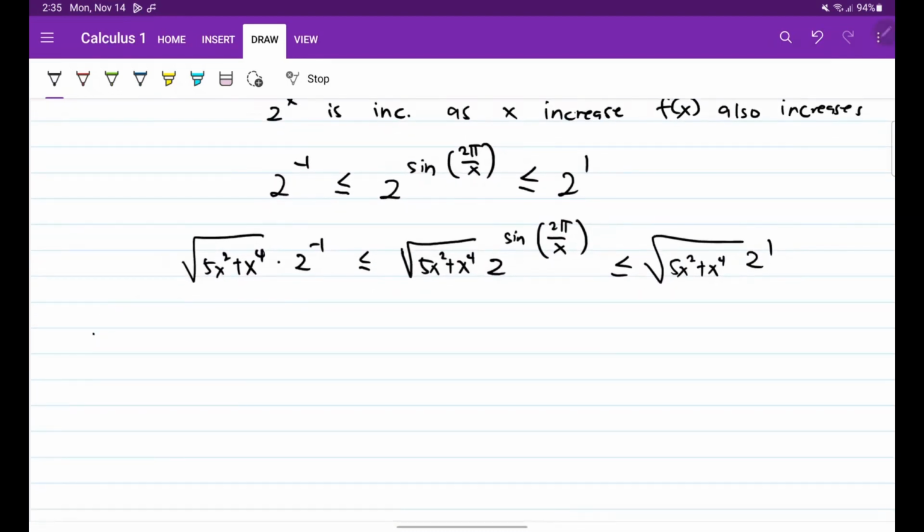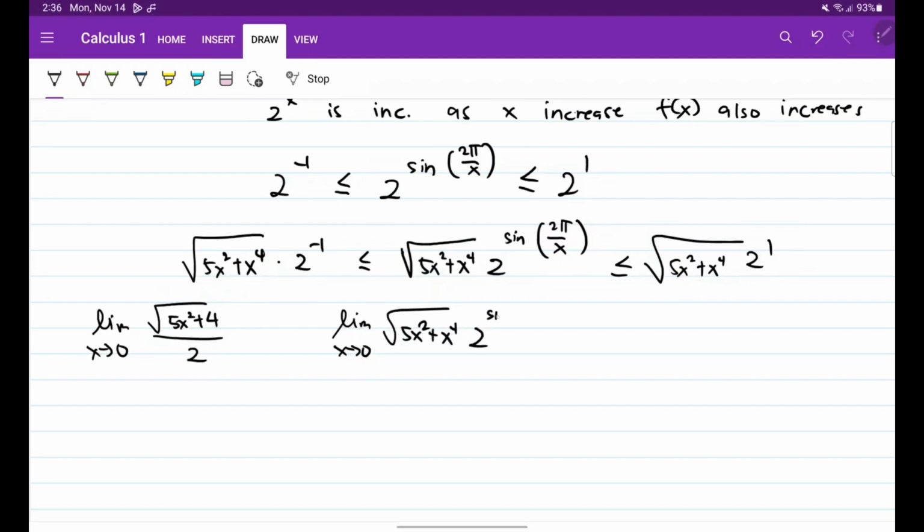So we get the limit as x approaches 0 ng square root ng 5x squared plus x to the 4 all over 2, and limit as x approaches 0 square root ng 5x squared plus x to the 4th times 2 raised to sine 2 pi over x, and limit x approaches 0 ng square root ng 5x squared plus x to the 4th times 2. Okay? So, check natin ngayon yung limit, no?